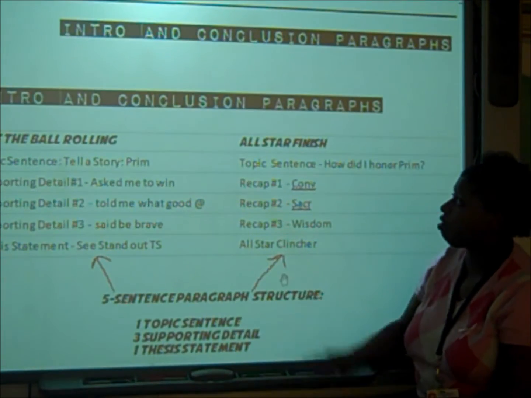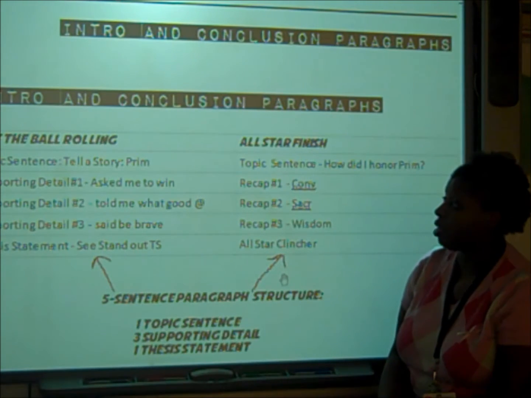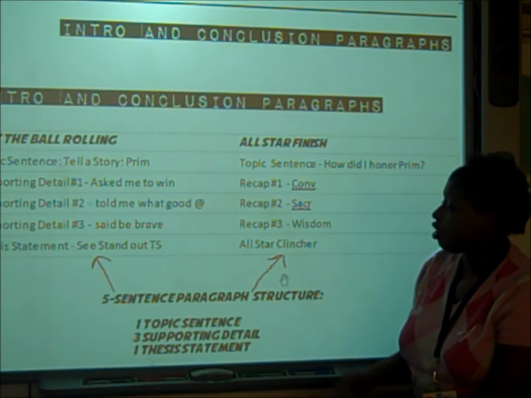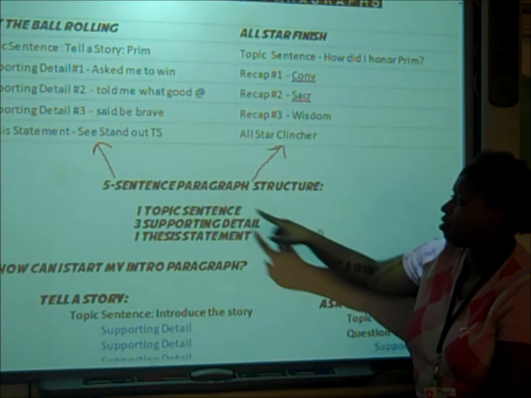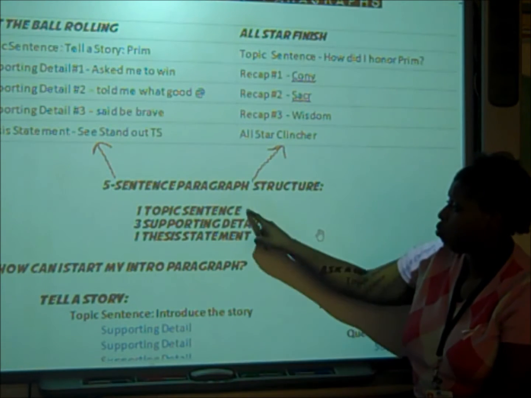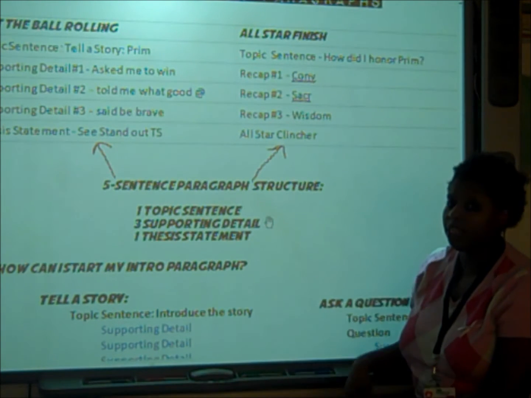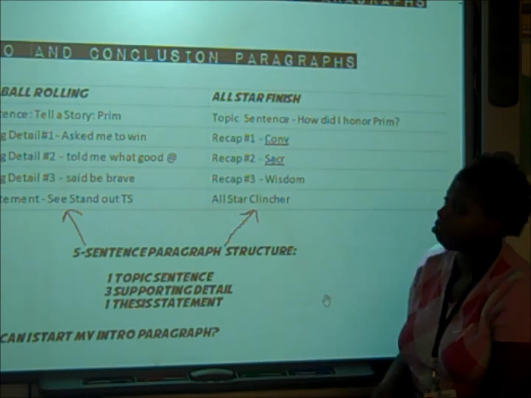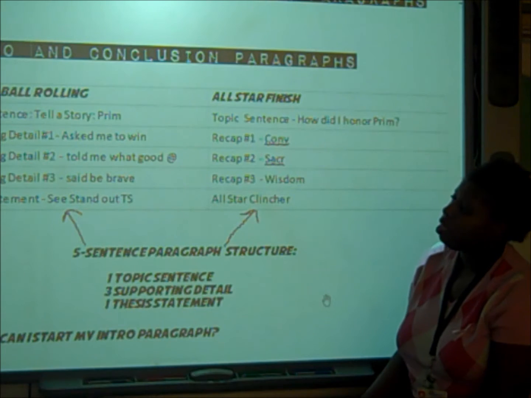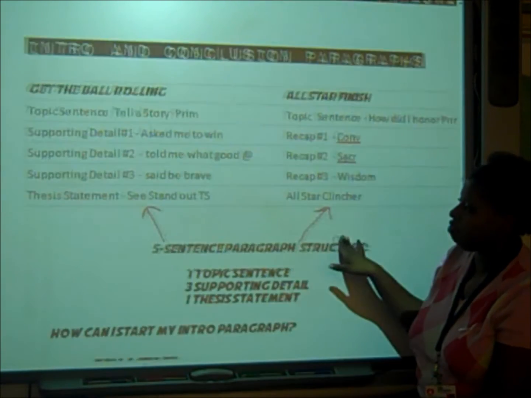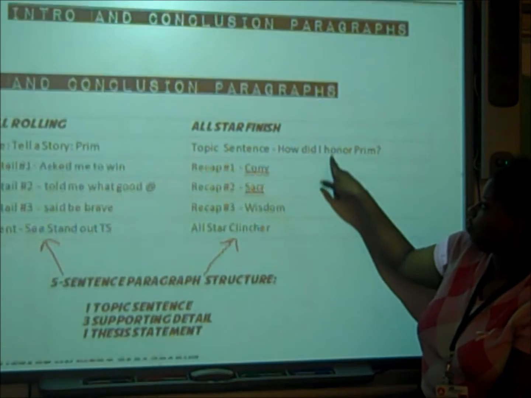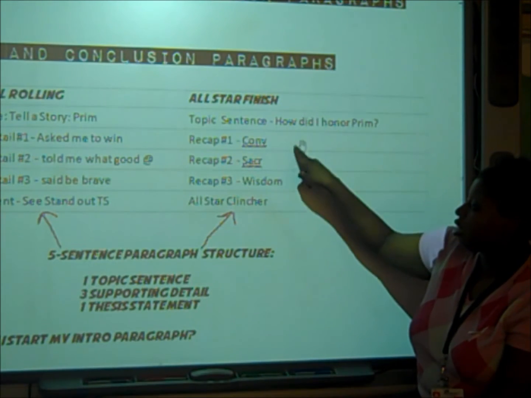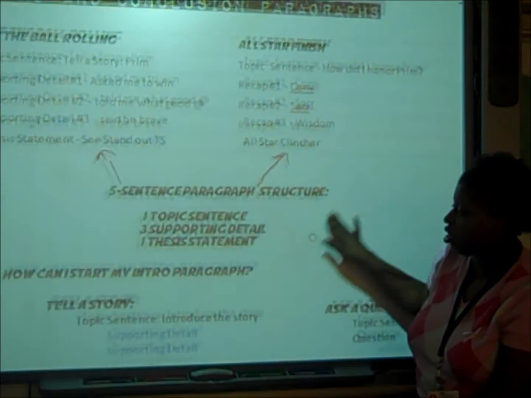Intro and conclusion paragraph. You're going to get the ball rolling. Now remember, your intro paragraph is nothing more than a 5-sentence paragraph: 1 topic sentence, 3 supporting details, 1 thesis sentence. There's my plan. Tell a story about Prim. Ask me to win. Tell me what I'm good at. Said to be brave. See standout thesis sentence. All-star finish: how did I honor Prim? All-star clincher.